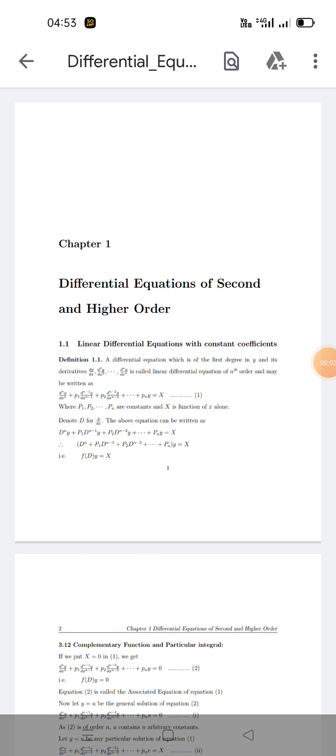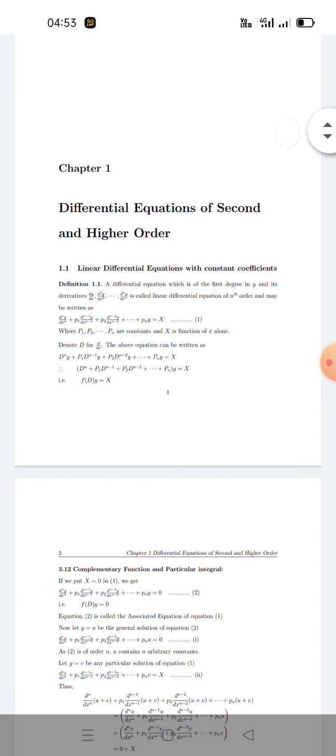नमस्कार विद्यार्थी मित्रांनो, आज आपण सुरू करणार आवर फर्स्ट कोर्स ऑर्डिनरी डिफरेंशियल इक्वेशन and chapter number first differential equation of second order and second differential equation of second and higher order. Okay, linear differential equation with constant coefficients.